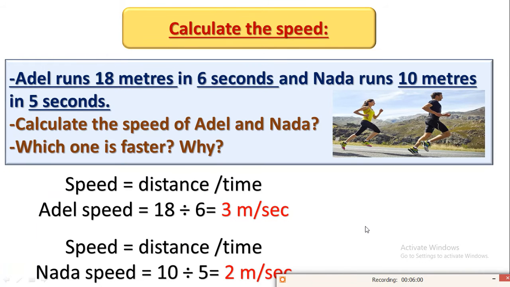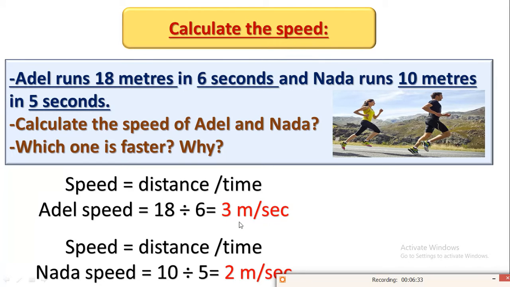The next question is, we have Adil and Nada. Adil runs 18 meters in 6 seconds and Nada runs 10 meters in 5 seconds. So what is the speed of Adil and what is the speed of Nada? The speed equals distance divided by time. So Adil's speed, what is the distance of Adil? 18 meters divided by the time. What is the time? 6 seconds. So 18 divided by 6 equals 3 meters per second.